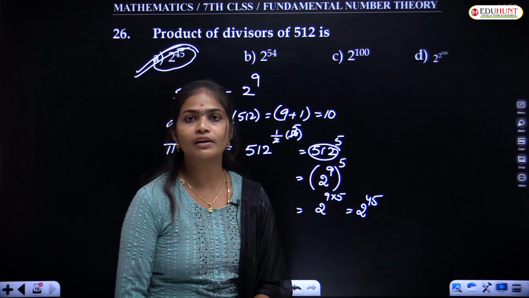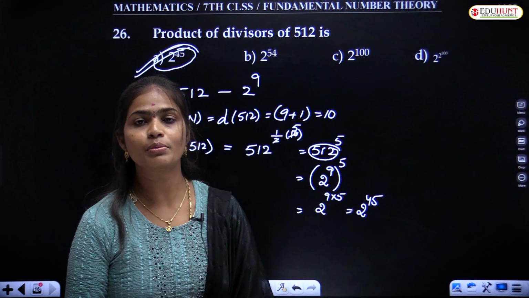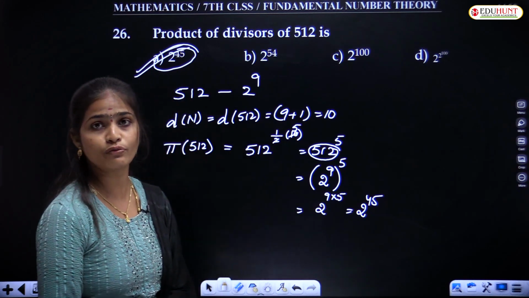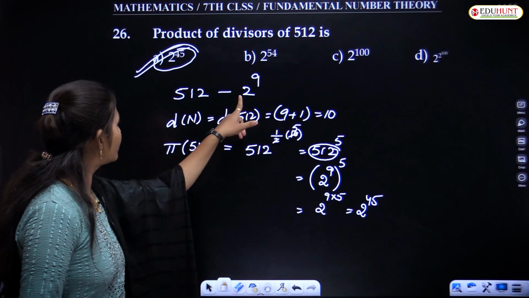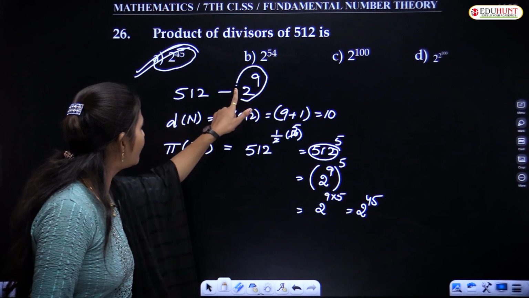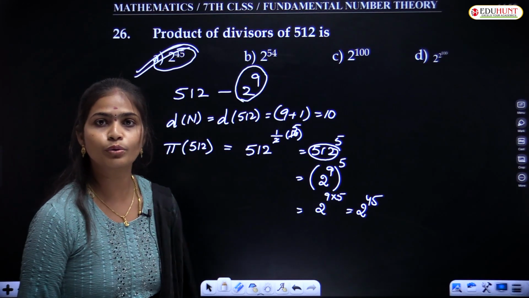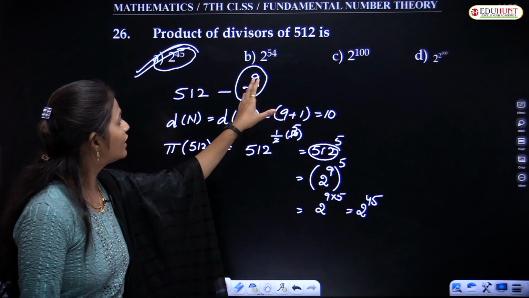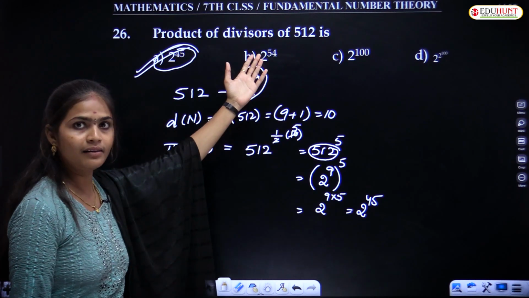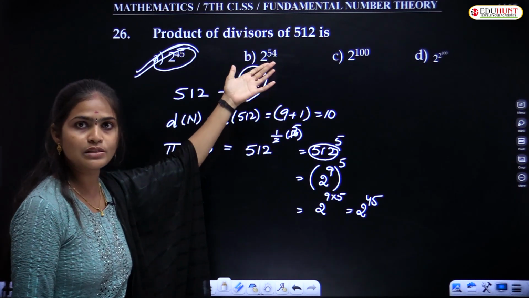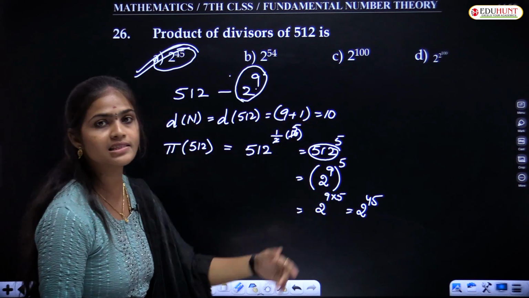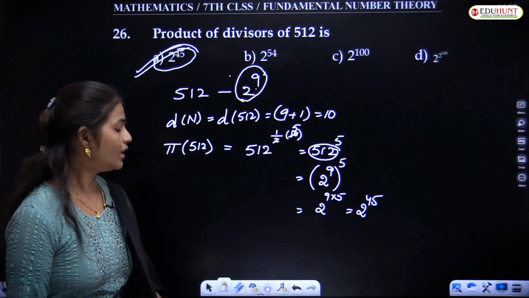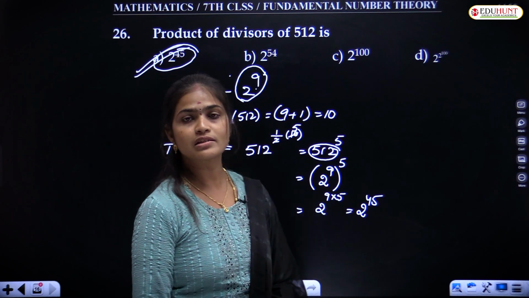Okay. So don't be confused that here 512 is there, but in the options all are powers of 2. Already I told you that the prime factorization of 512 is 2 power 9 only, no? So directly 2 power 9 they applied. If you want to apply it here then also it is correct, or else if you convert like this that is also correct only. Okay, so up to here your worksheet is also completed.